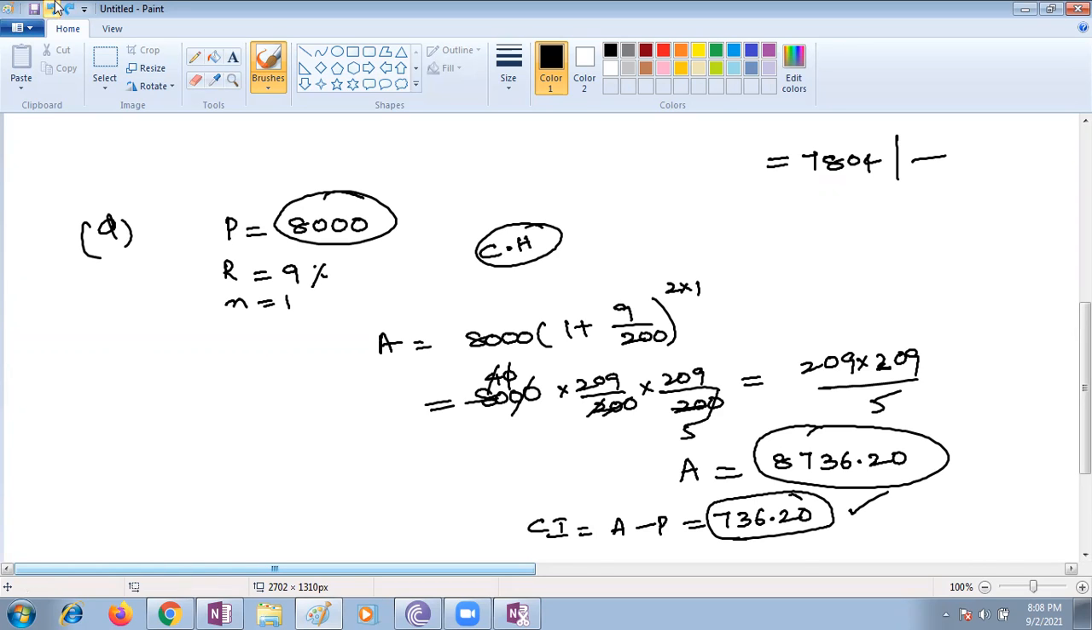If it were compounded half yearly, you could use directly the formula with 1 plus r by 200, whole to the power 2n. But the question says compounded annually. That is the part you have to observe. What are the conditions? What is the question giving? What are we supposed to do? You have to think a little. Next.